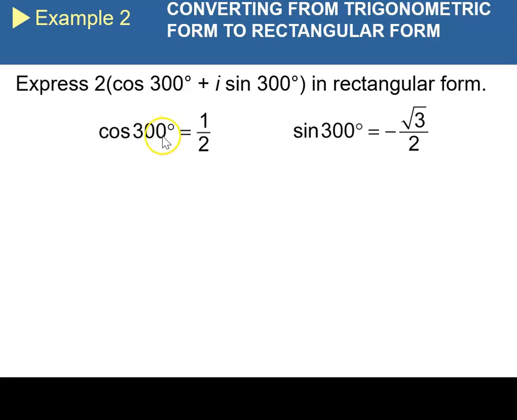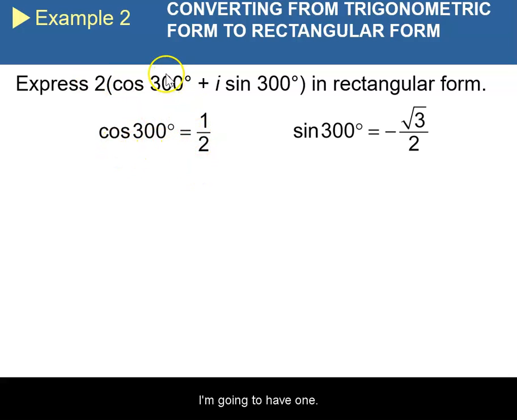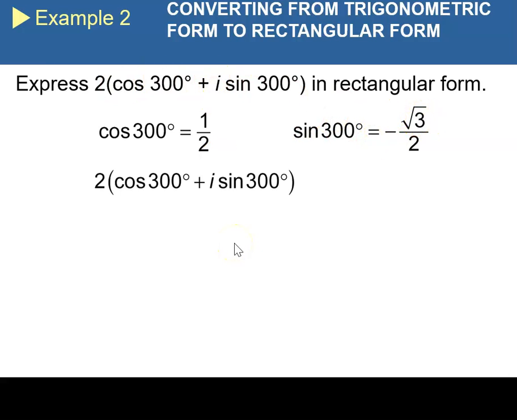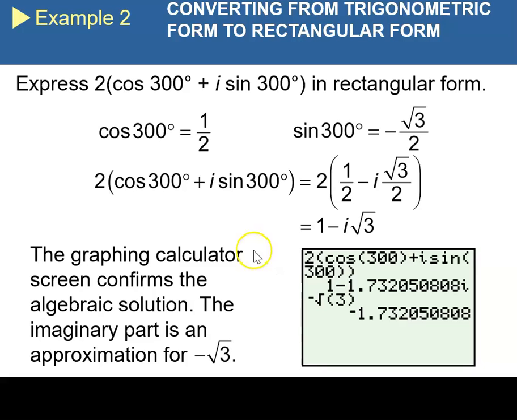So I have cosine of 300 degrees is 1/2, sine of 300 is negative root 3 over 2. We're going to end up multiplying both of those by 2, so I'm going to have 1 minus root 3i, or I root 3, okay? 1 minus I root 3.